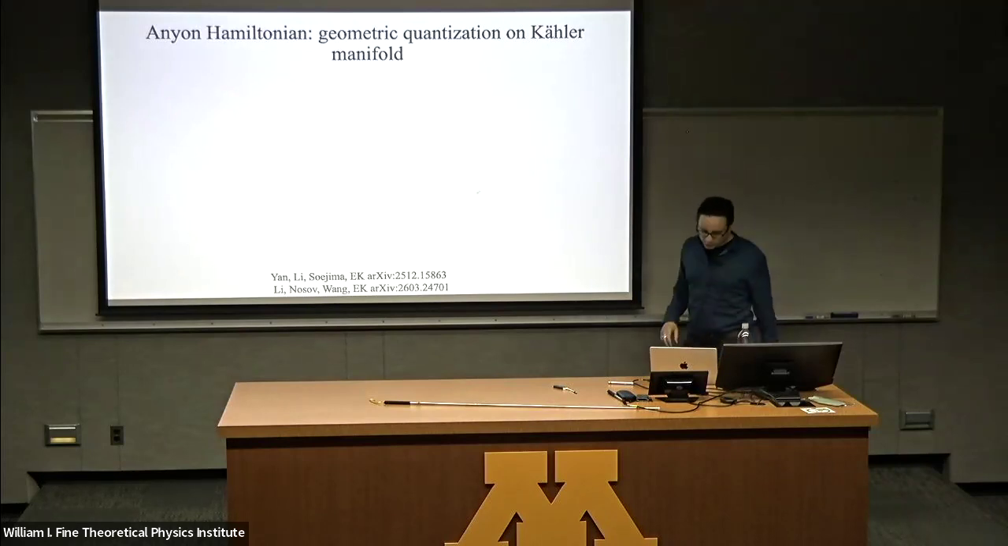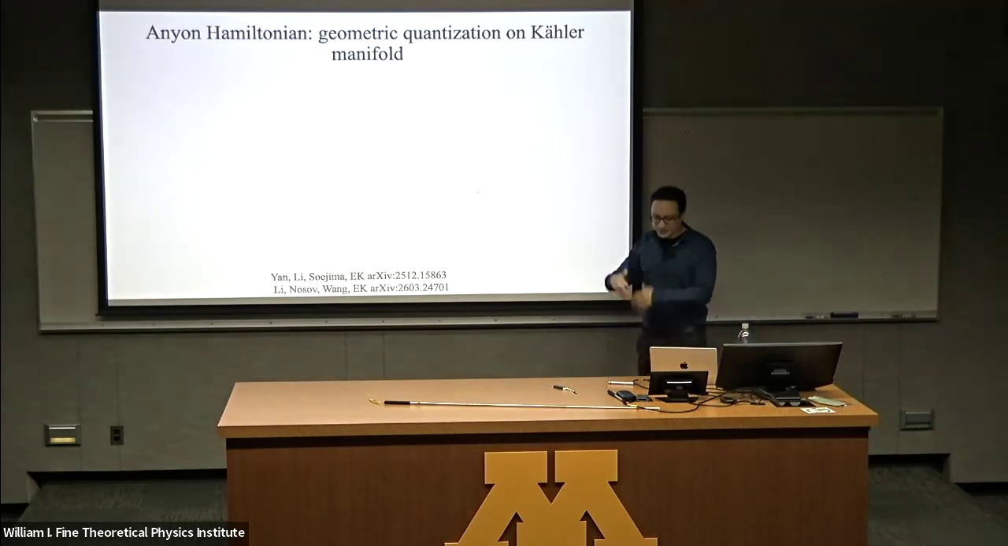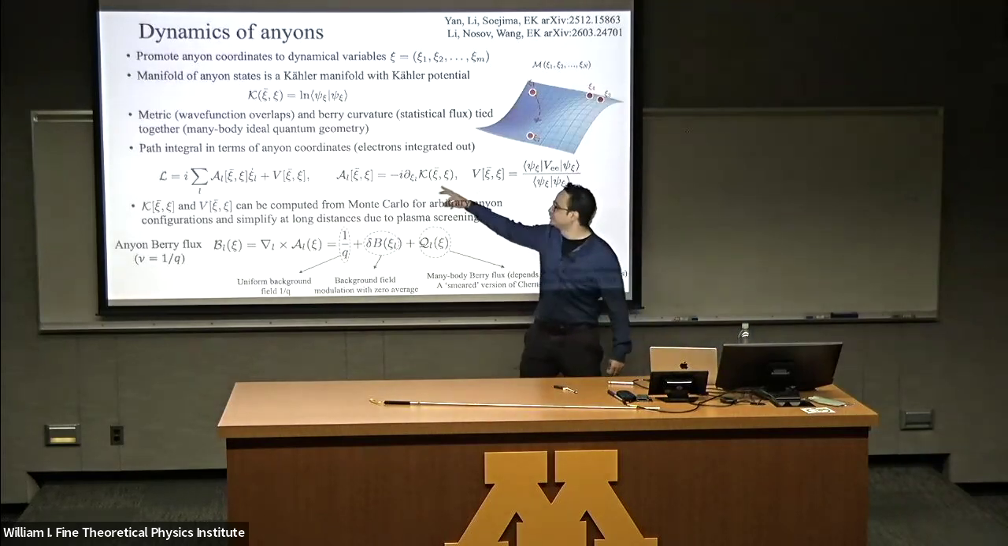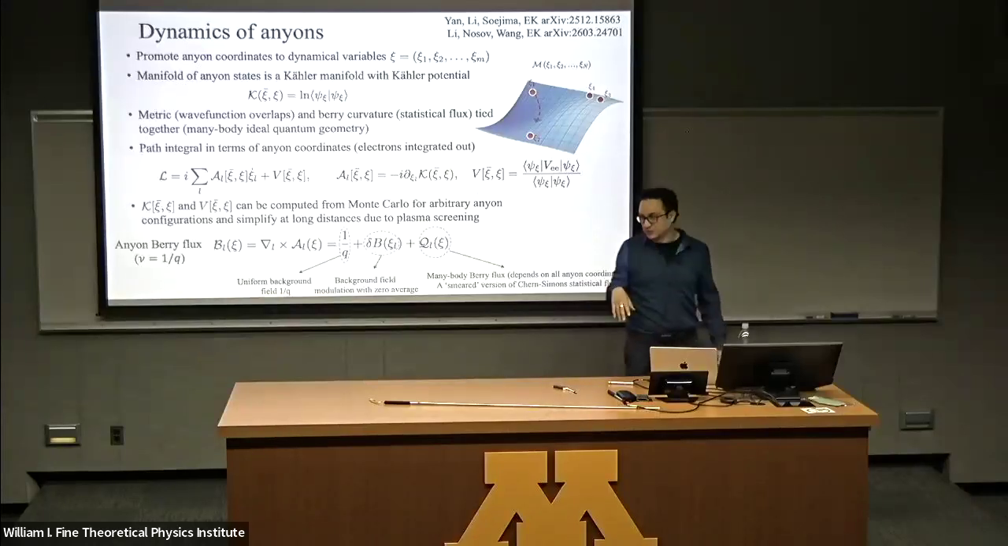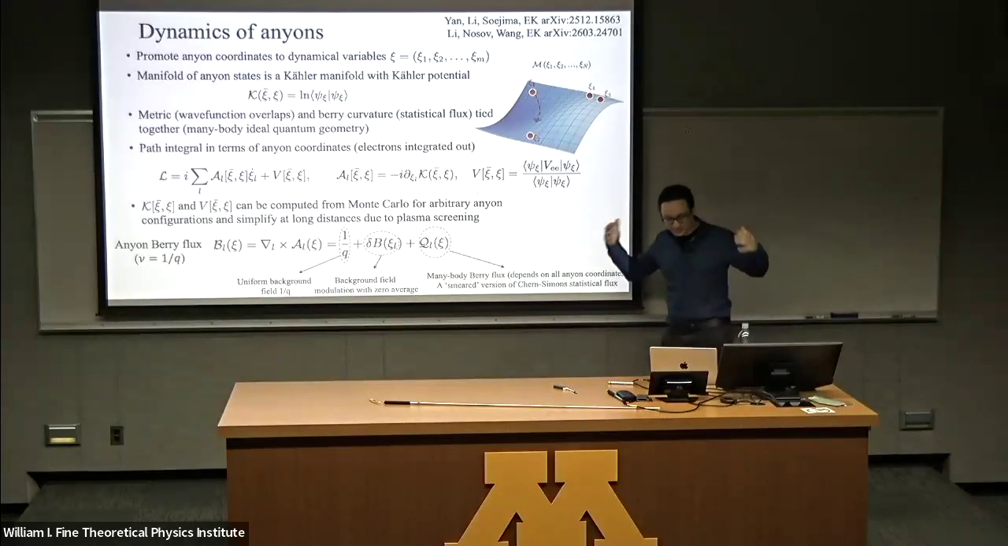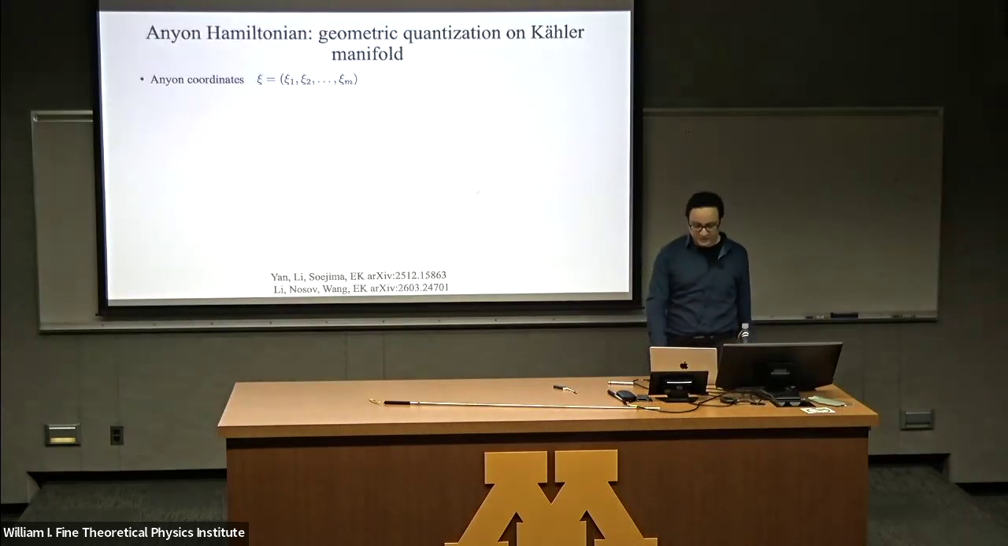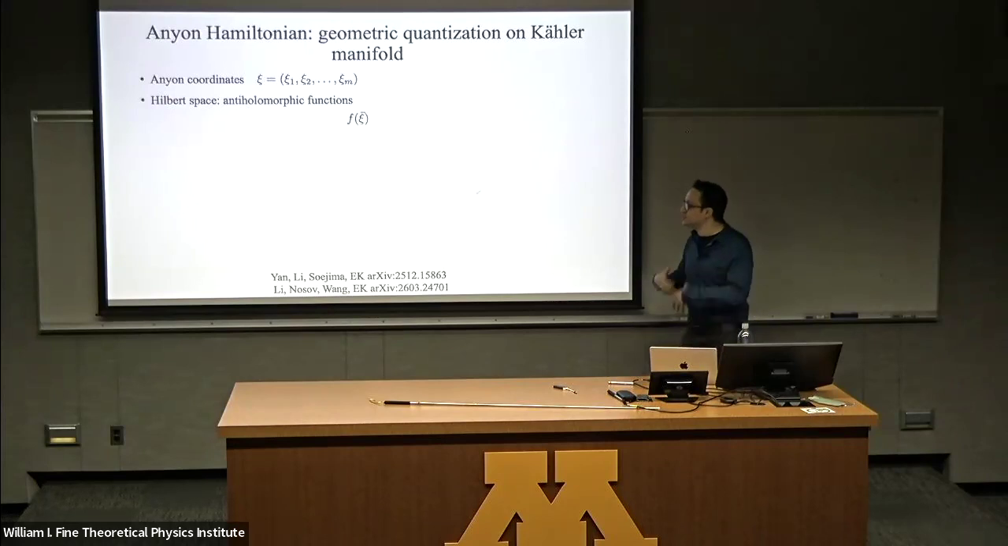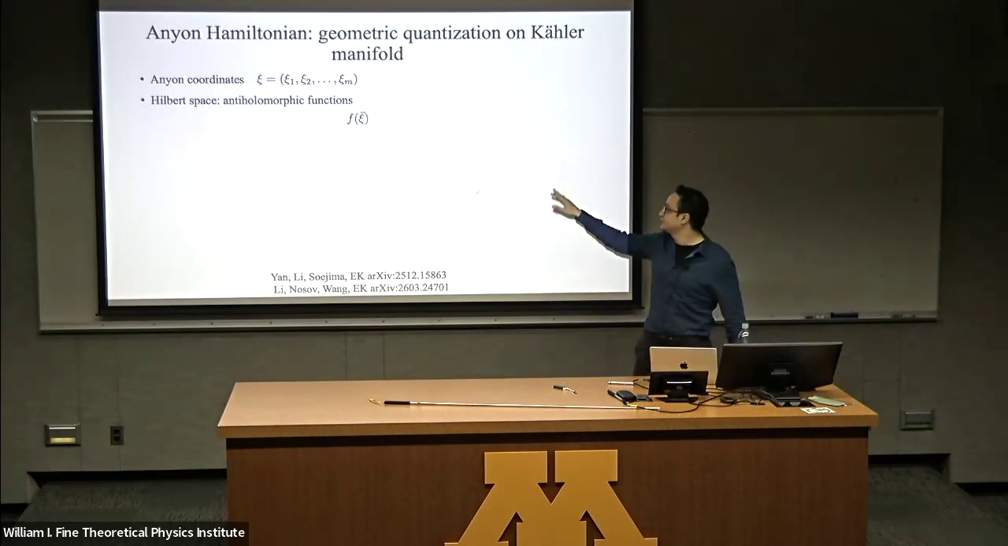Generally, if I have a path integral like this, it's a first order path integral because it doesn't have a kinetic term, so the quantization of this can sometimes be tricky. But when you have the Kähler structure, there's a very neat way to do this, and I'll go through it quickly. It's a generalization of the Landau level projection, but for this case of many-body quantum geometry. I can identify my Hilbert space with the antiholomorphic functions. The reason they're antiholomorphic is that anyons have opposite charge to the electrons.